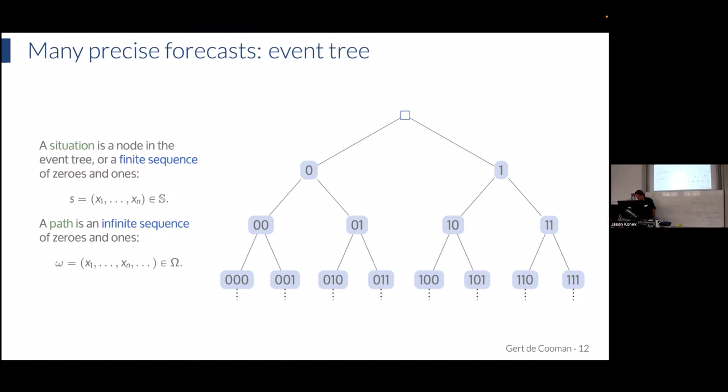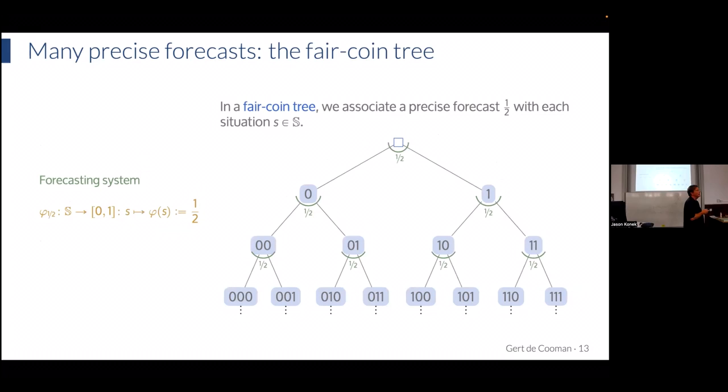So what happens in a fair coin tree, if I do fair coins, is that I'm attaching to each of these situations a forecasting function. The forecast is, in each situation, what is my forecast for the next one? In this case, it's one half. If I've observed a zero here, then my probability for the next outcome to be one is going to be one half. The same one half is attached to each of these situations. This is what I call a fair coin tree.